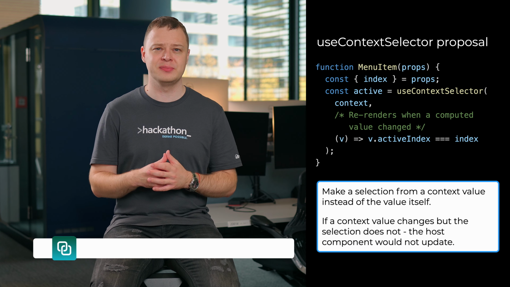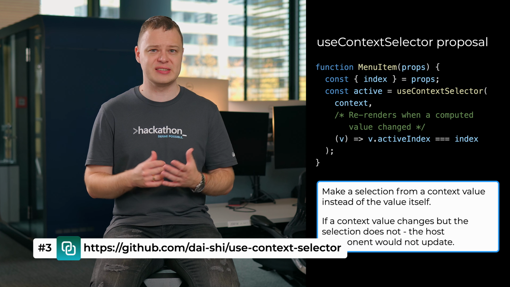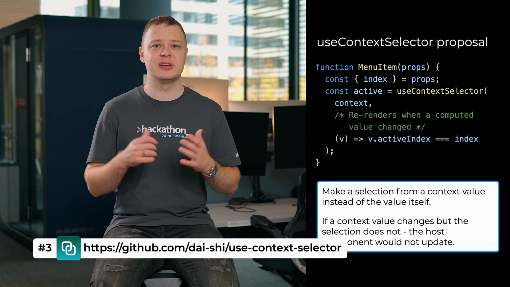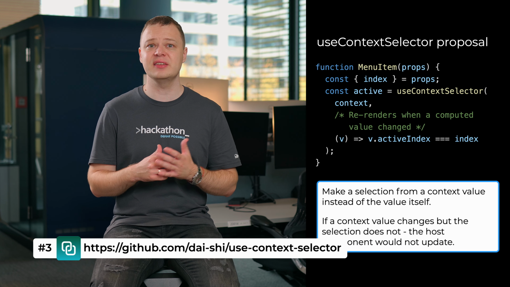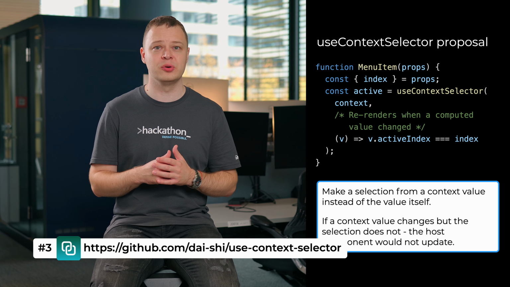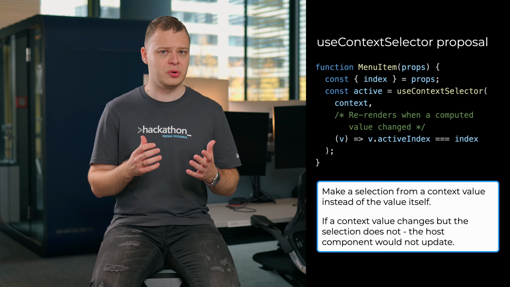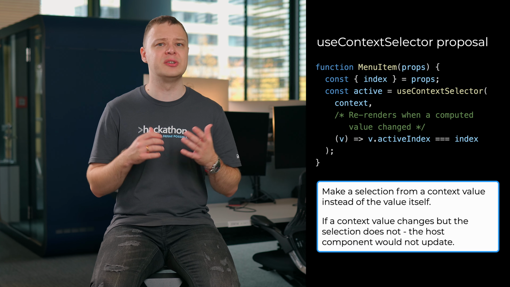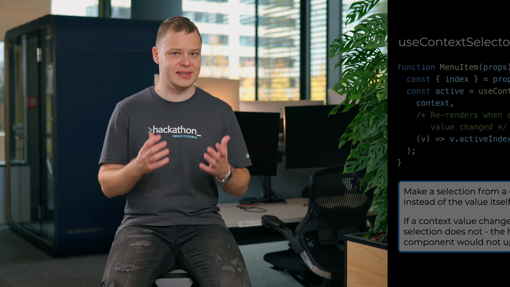There is good news. There is a package called useContextSelector that implements the hook in user-end, and it's even compatible with concurrent mode in React. With this approach, our menus will only render items that change their active state.